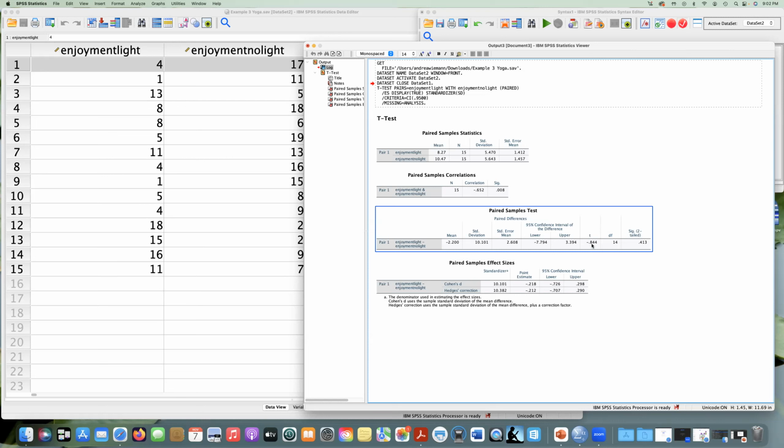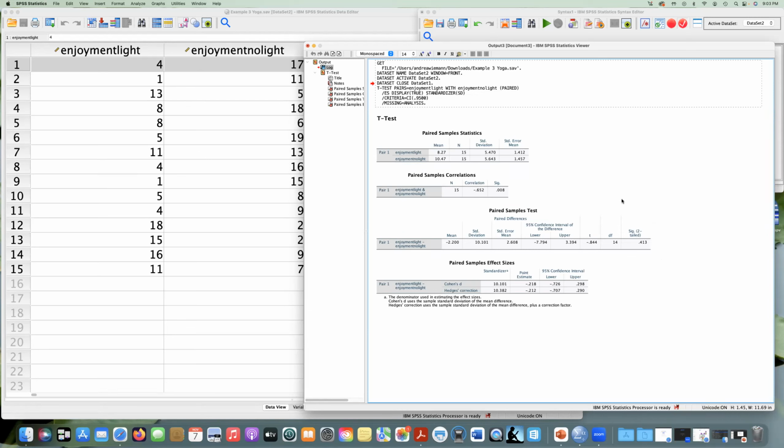But just to interpret this, our T value is negative 0.84. Our degrees of freedom is 14, because that is our total number of people minus the number of groups we have, and we just have one group, so that's going to be 14. And our significance is 0.41. So this is not less than 0.05, which is our standard alpha level. So this is not significant, and we are going to fail to reject our null hypothesis. Our null hypothesis is that there's no difference between these two different measurements, so we don't have evidence of a meaningful difference.